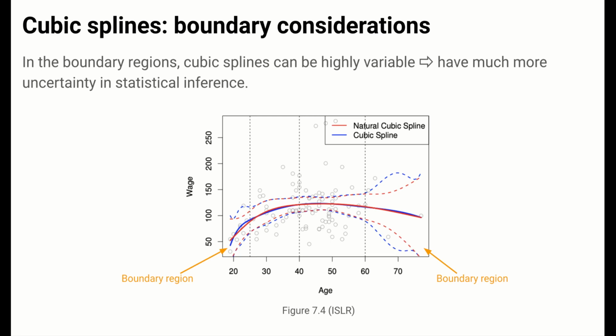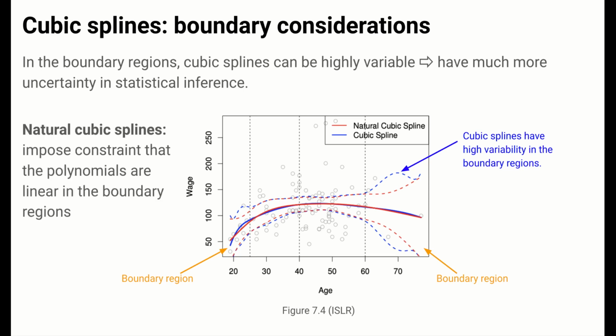In this figure, the solid blue trend line is a cubic spline model of the wage versus age relationship. The dashed blue lines give the confidence interval for the predicted values as a function of age. And we can see that in these boundary regions, these bands are quite wide, indicating that the predictions from the cubic spline are highly uncertain in this region.